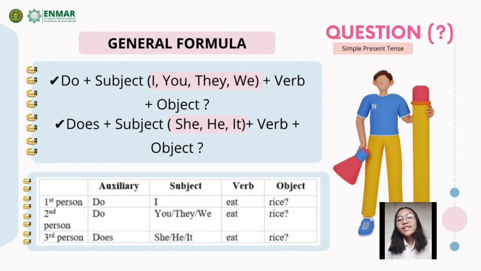About the third person, the auxiliary does, the subject she, he, it, the verb eat, and object rice in the question. About the sample sentence, does she eat rice? Does he eat rice? And does it eat rice?